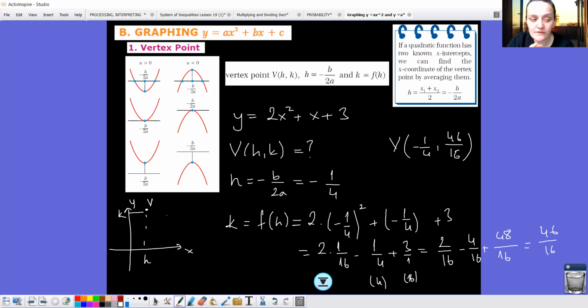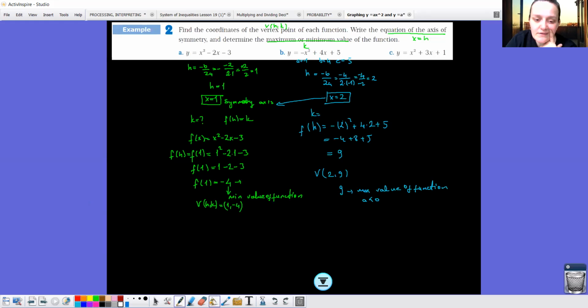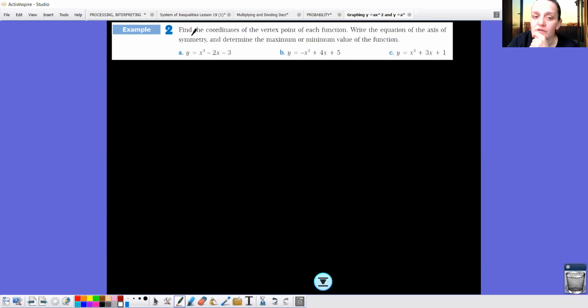So to draw a graph of a quadratic function, the first step is to find the vertex point. Then here you have some questions to find the vertex point. Find the coordinates of the vertex point of each function, write the equation of the axis of symmetry, and determine the maximum or minimum value of the function.